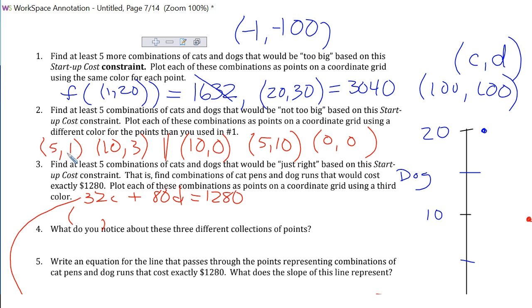Okay? So if we had 1 cat, let's do these in black. If we had 1 cat, well, how many dogs will we have? You just do 1280 minus 32 equals, and then divide by 80. You get a decimal, right? So that's not going to work. So we're going to have to think about some good values of C to type in.